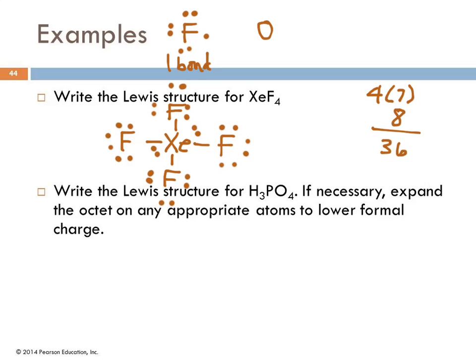Oxygen, 6 valence electrons. 1, 2, 3, 4, 5, 6. How many unpaired electrons? Oxygen tends to form 2 bonds. Nitrogen, 5 valence electrons. How many unpaired electrons? Tends to form 3 bonds. Carbon.